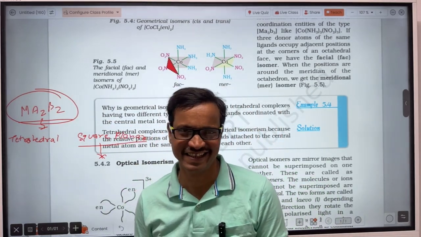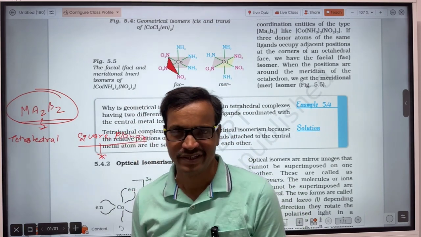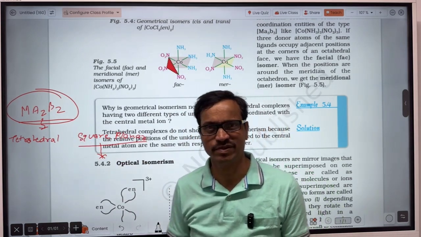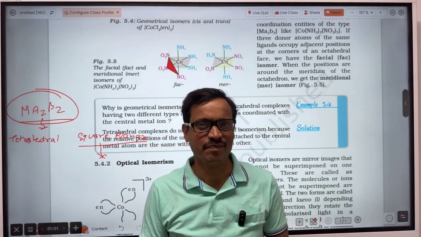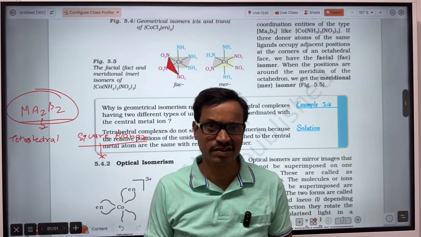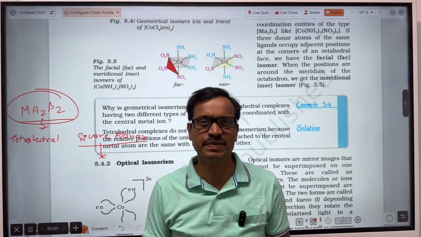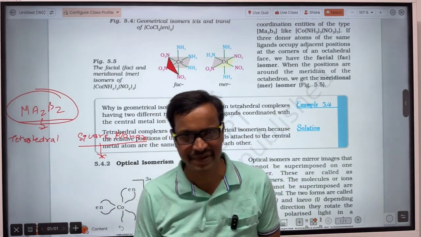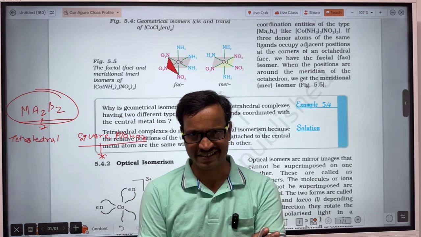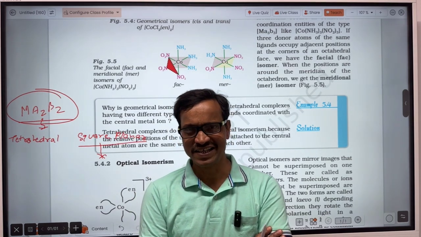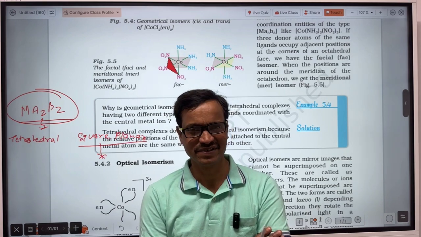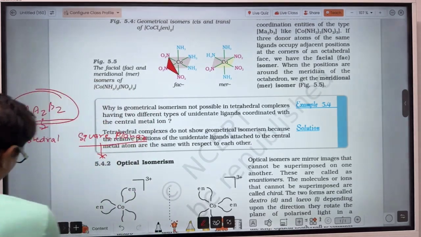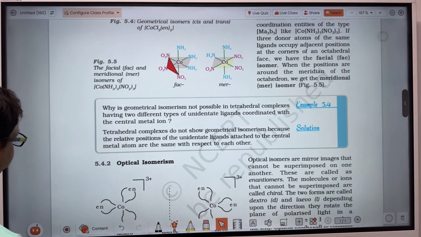That is, cis and trans isomers will form only in those coordination compounds having the formula Ma2B2 type whose shape is square planar, and the coordination compound whose shape is tetrahedral will not show geometrical isomerism, because in the tetrahedral complex the relative arrangement of ligands in three-dimensional space will be the same. Clear? Now let's see optical isomerism.